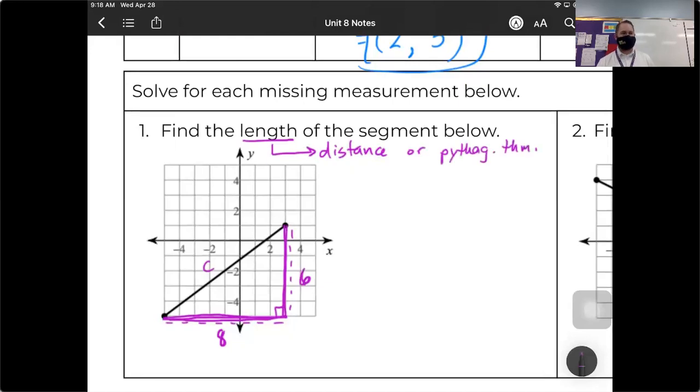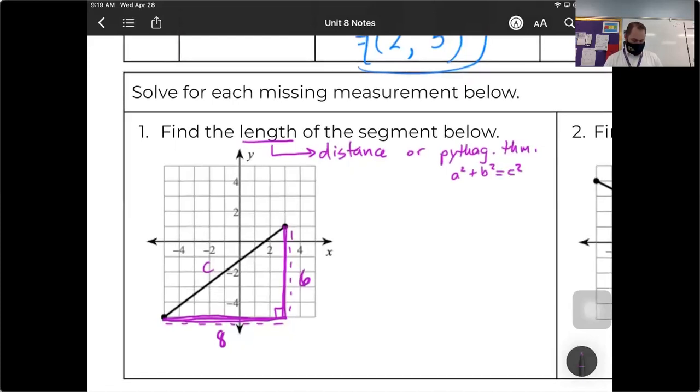Okay, they both work out the same way. This one example, I'm going to show you both methods, and then you get to choose which one you do if you have the graph. I'm actually going to do the Pythagorean theorem first. A squared plus B squared equals C squared. A squared, I'll just use 6 as my A. B squared turns into 8 squared.